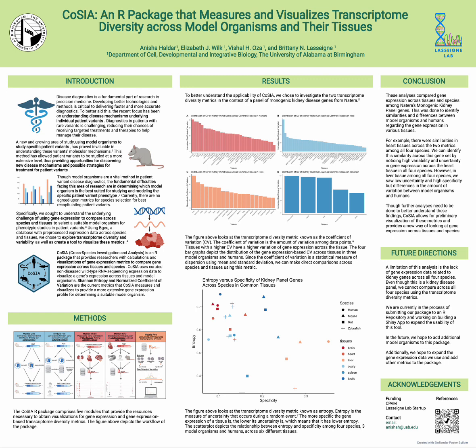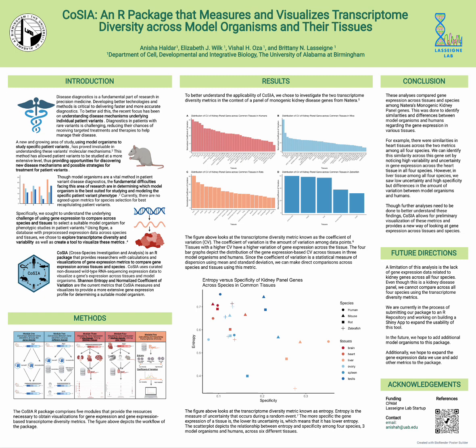However, one of the fundamental difficulties in using model organisms is in determining which model organism is best suited for studying and modeling the patient variant phenotype. Gene expression is a common metric that scientists use for species selection, but there are underlying challenges to using gene expression to compare across species and tissues. That is why we decided to create the R package CoSIA.